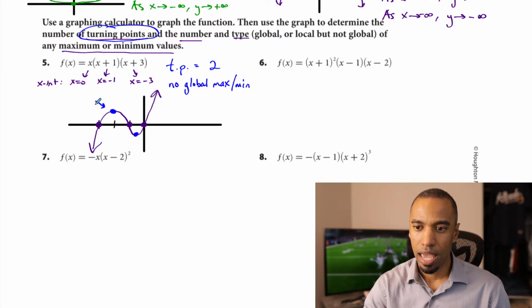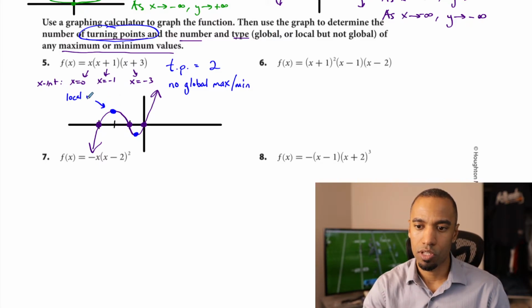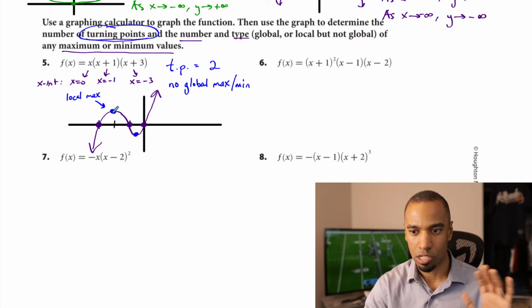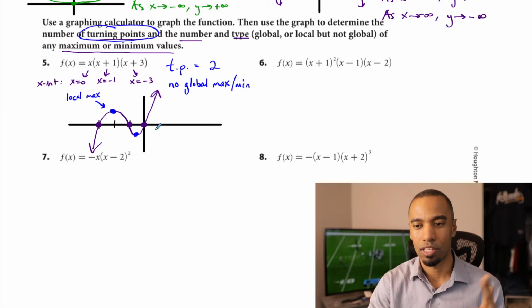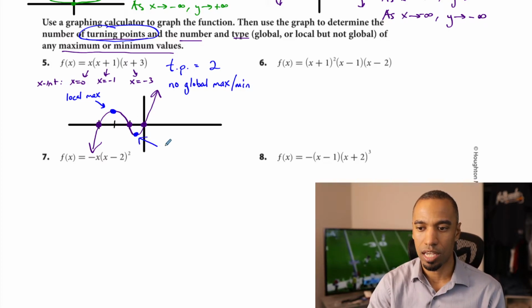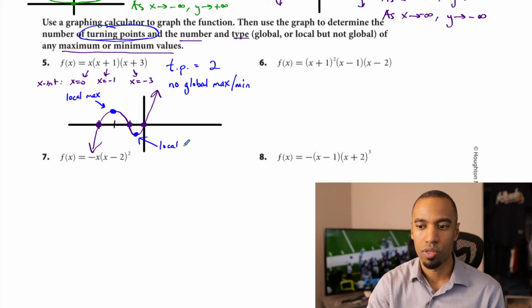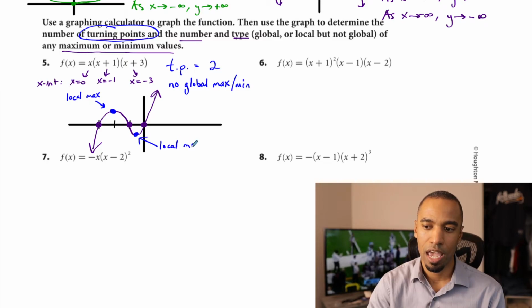This is a local maximum. This is known as a local maximum because this is where the graph goes from increasing to decreasing right there. Relative to the points around it, and it doesn't matter how close you're saying, just relative to the points around it, it's the highest point in that set. That's a local max. This is a decreasing to increasing here. This is a local min. So this graph features one local max and one local min.